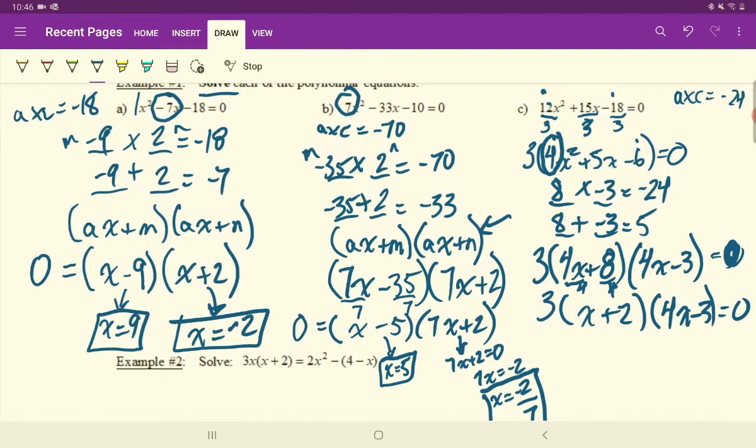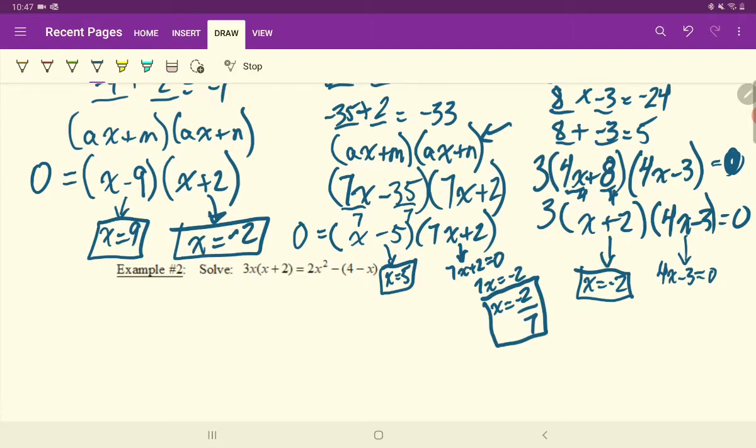Now we just need to find what values of x will make left side equal right side to 0, right? So, well, if x equaled negative 2 on this side, certainly the whole left side would equal 0, because we'd be multiplying by 0. So that would satisfy our equation there. And then for this one in particular, I'll show my algebra here. 4x minus 3 equals 0. 4x equals positive 3. X equals 3 over 4. So our two solutions to this equation are x equals negative 2 and x equals 3 over 4. Okay?